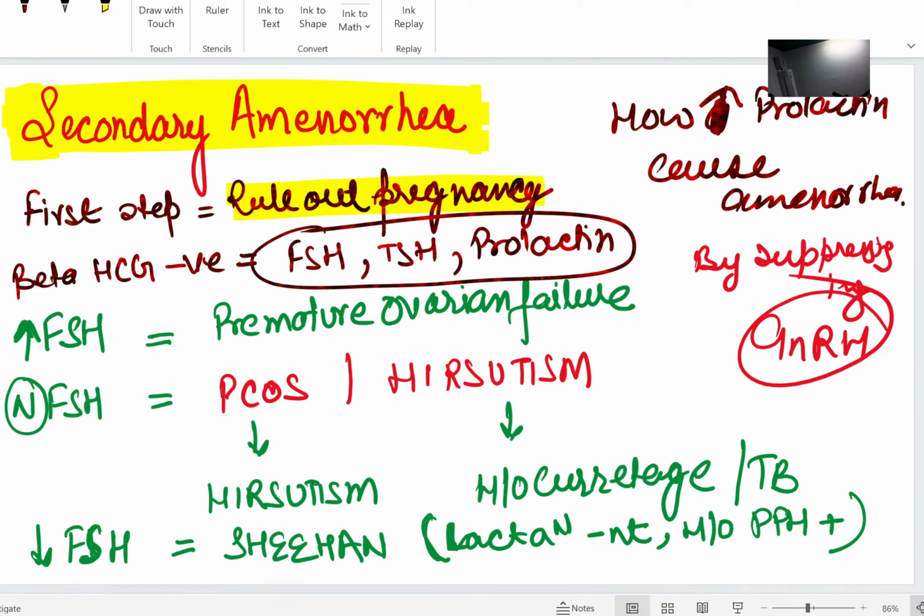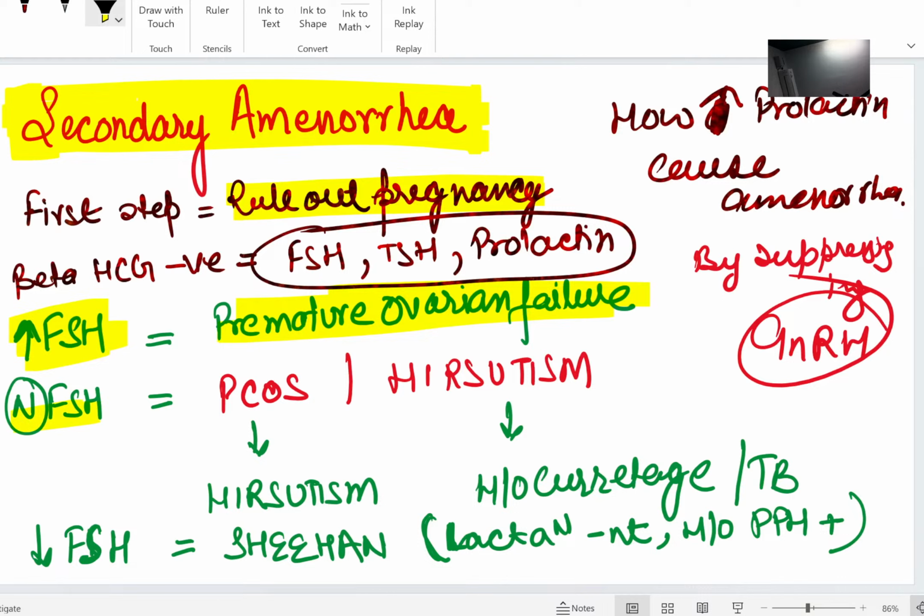If the FSH is increased, then what is it? Can you tell me? If the FSH is increased in secondary amenorrhea, then it is premature ovarian failure, because the ovaries have failed and now the estrogen is not giving the negative feedback.